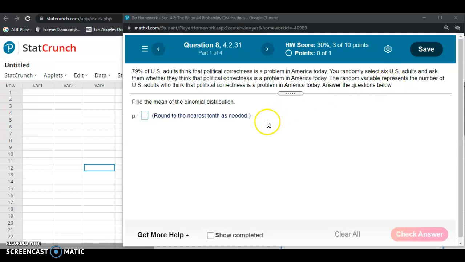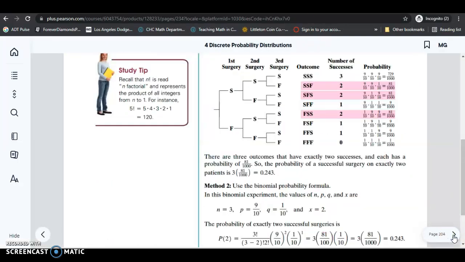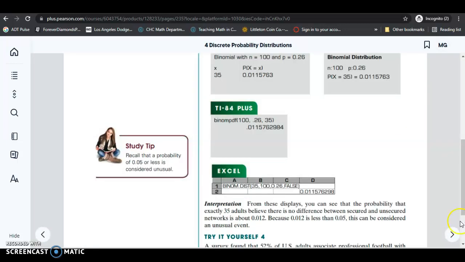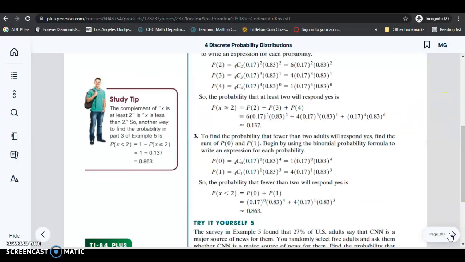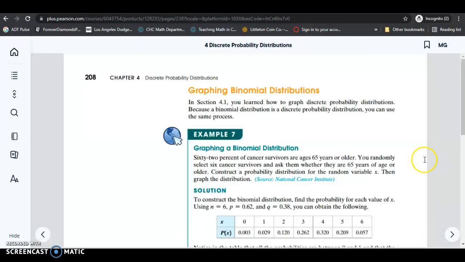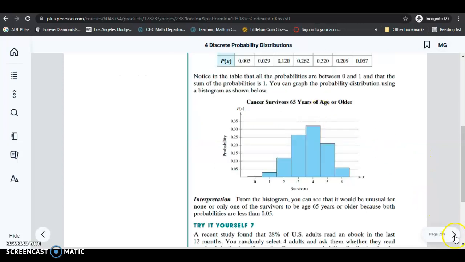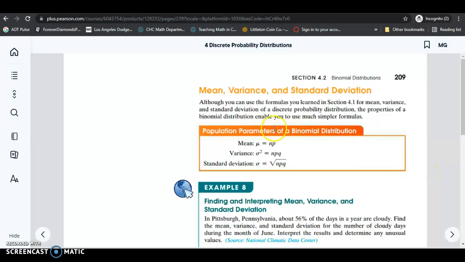Okay, so let's go to the book and see what it says about calculating the mean of a binomial variable. Okay, so that's what we're looking for. Alright, so we know how to calculate binomial probabilities. Alright, so how do we find the mean of a binomial random variable? Okay, and we're not going to worry about graphing binomial distributions. We're going to skip over that. Okay, so on page 209, you see the topic of mean, variance, and standard deviation.